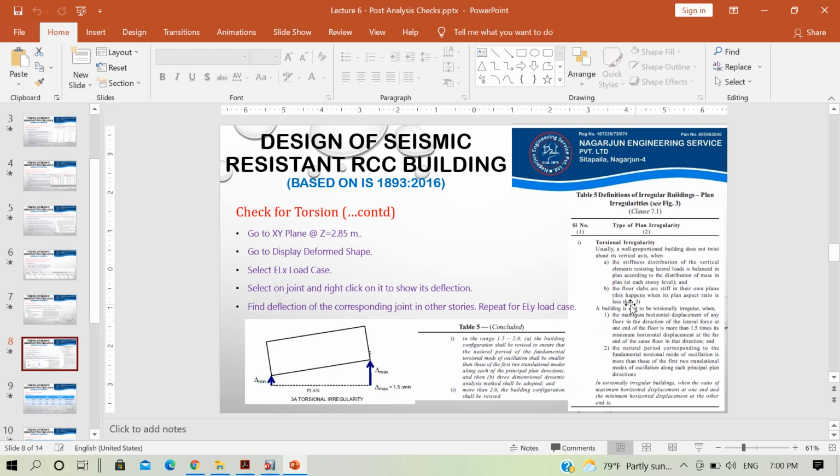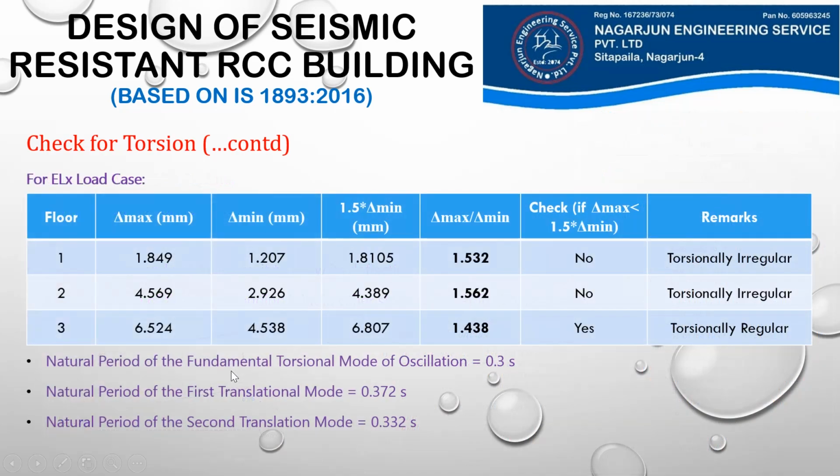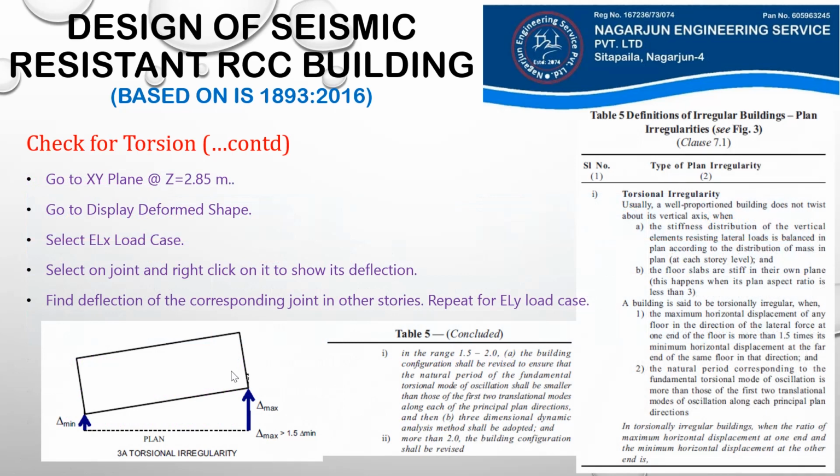So how do we check for torsion? How do we check for this displacement criteria in ETABS? We have to check the displacement of our rigid diaphragm at every story. That is, this condition has to be fulfilled in every story. Since we have 3 stories, this condition has to be fulfilled for every story.